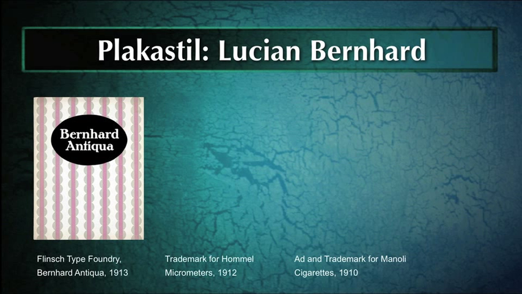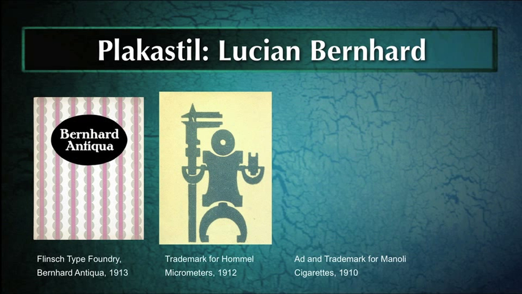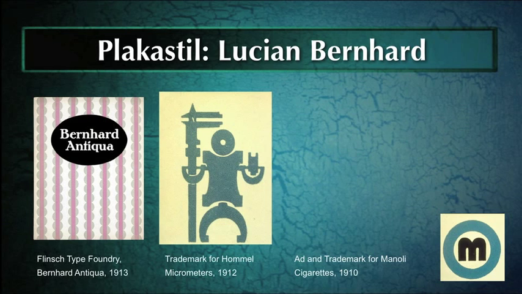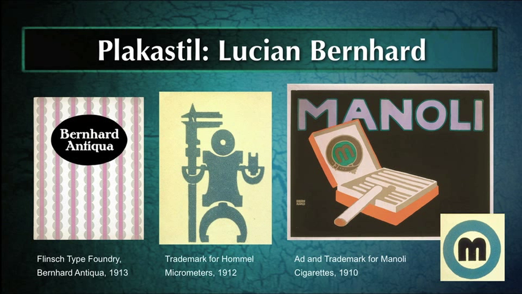But he is best known for his repeated formula of taking an image and reducing it to simple shapes, such as his trademark Vormal Markmeter, done in 1912, and for this logo for Manoli Cigarettes. How do you like that animation? And he repeated this product and image formula over and over again. He created over 300 packages for 66 products in which he applied this very simplistic formula.